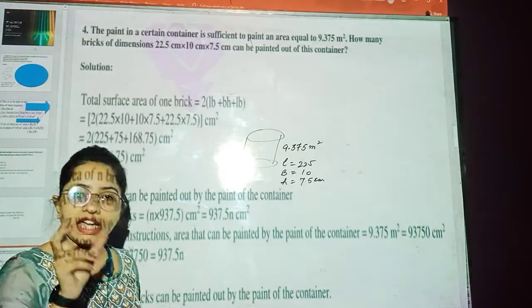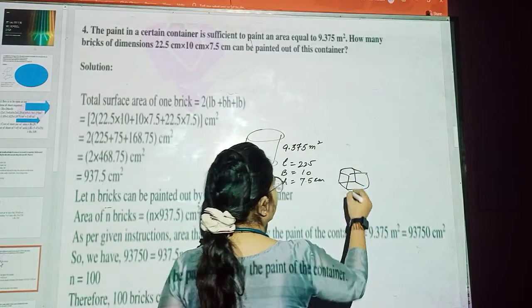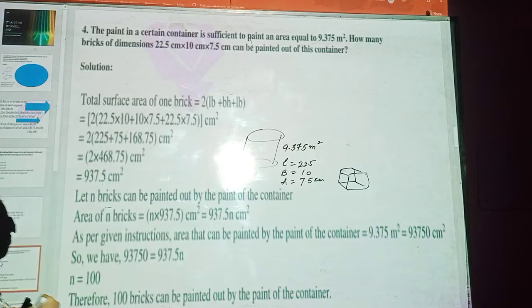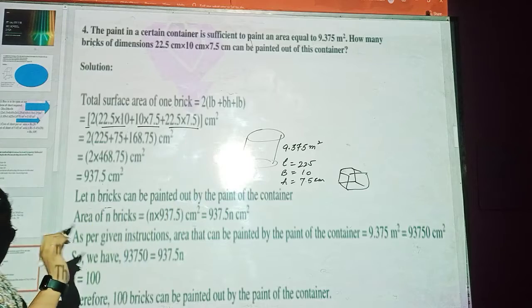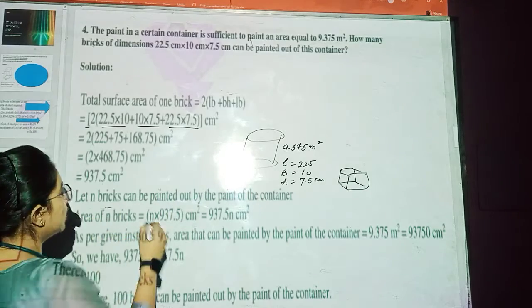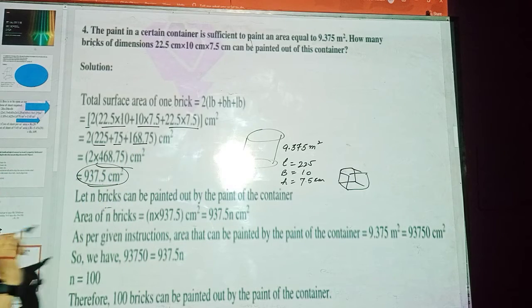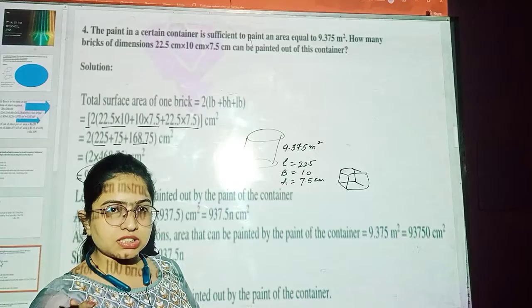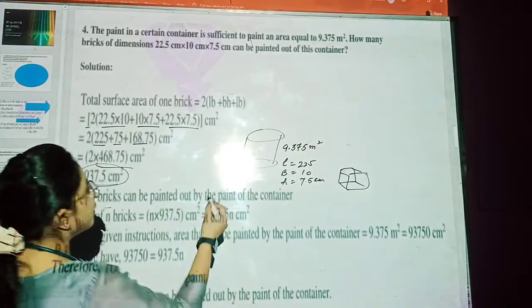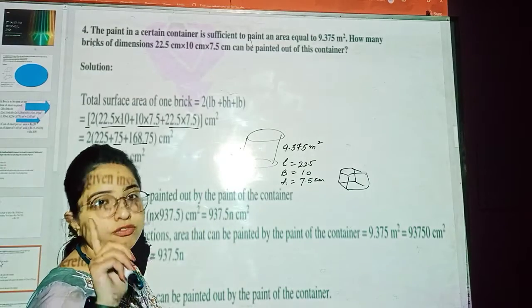So let's find the area of one brick first. Very simple. It would be 2 into LB plus BH plus HL, right? This is the total surface area of the brick. Just put the values of length, breadth, height and solve it. You will get 937.5 centimeter square. Now you have to find the number of bricks. To find the number, you have to divide, right? So to paint the total container, you have to divide it with the area of one brick.